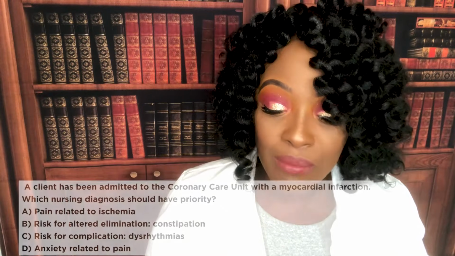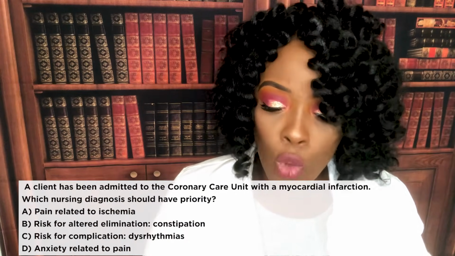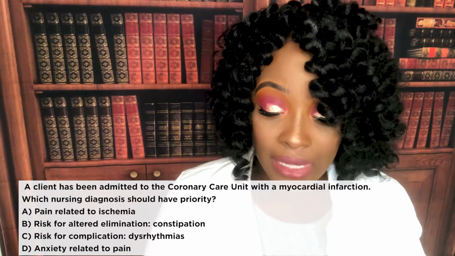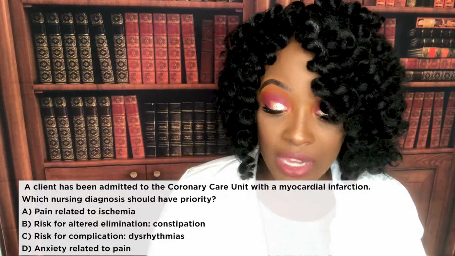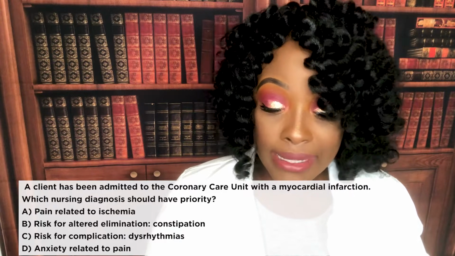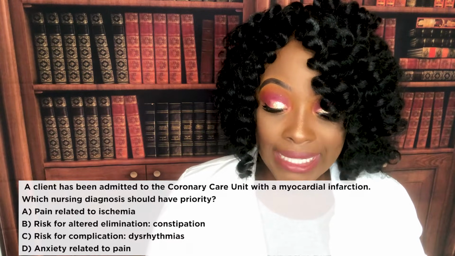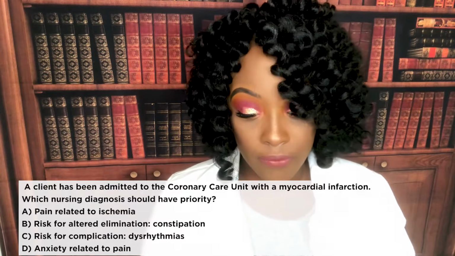All right, guys, we're down to our last question. A client has been admitted to the coronary care unit with a myocardial infarction. Which nursing diagnosis should have priority? A, pain related to ischemia. B, risk for altered elimination, constipation. C, risk for complication, dysrhythmias. Or D, anxiety related to pain. And I'll give you a moment to think of your answer.